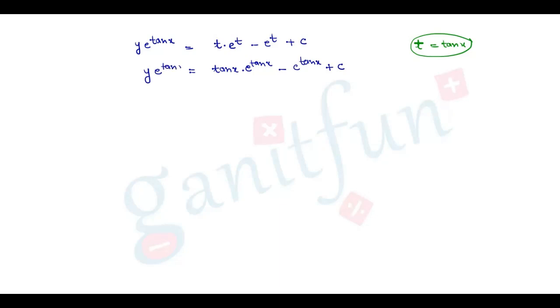Now we can divide the whole equation by e power tan x. So we get y is equal to tan x minus 1 plus c e power minus tan x. Now this is the answer to this question.